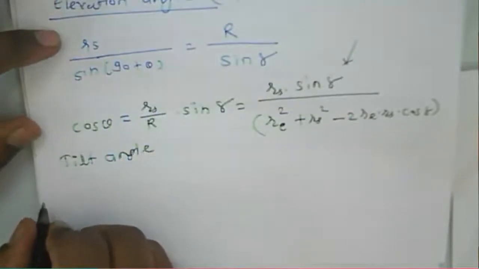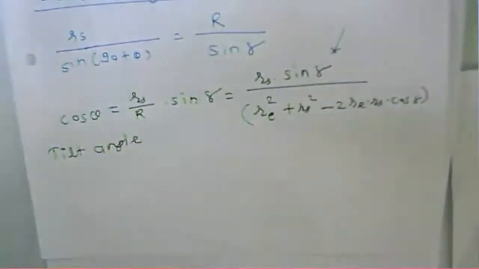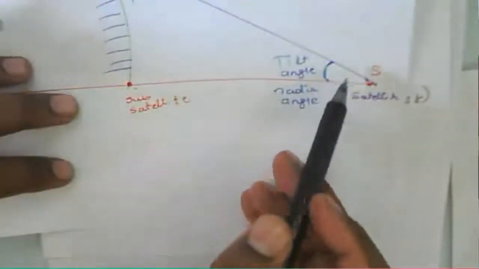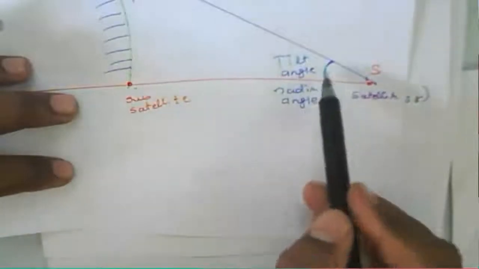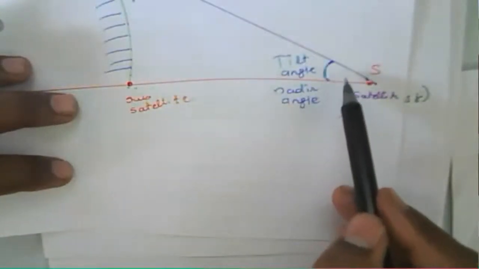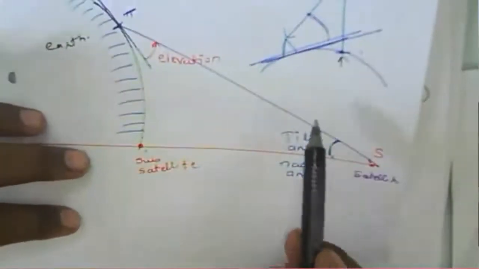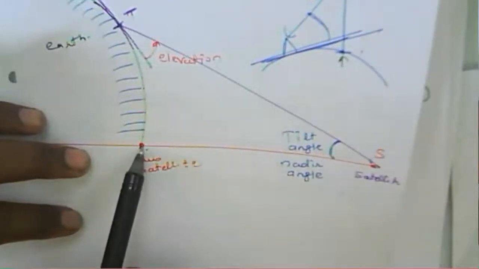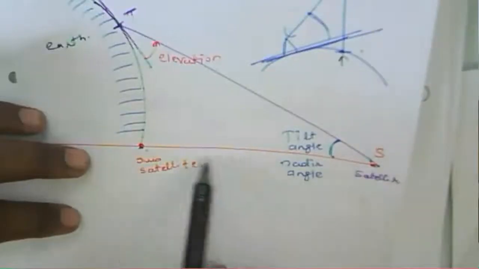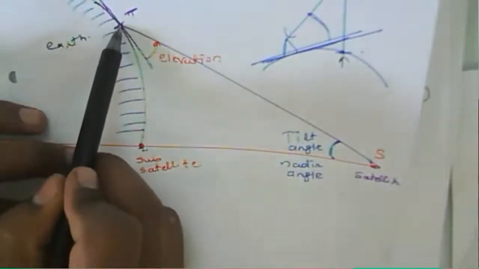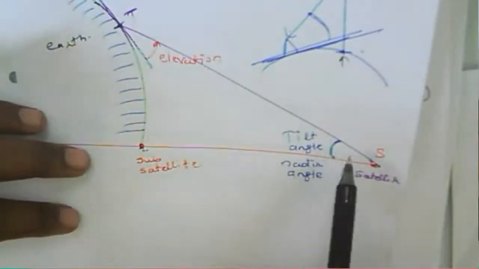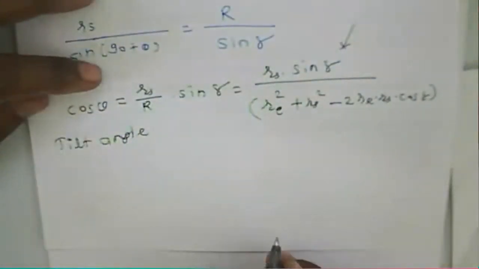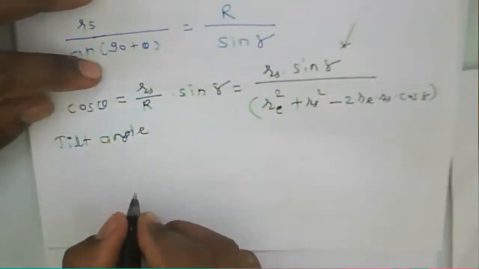That angle is measured at the satellite between the line joining the satellite and the Earth station and the line joining the satellite to the sub-satellite point. That angle is called a tilt angle, or you can say a nadir angle. Here we have a satellite, and this one is the sub-satellite point. So the line joining the satellite to the sub-satellite point, and the line joining the Earth station to the satellite, makes an angle called the tilt angle. That angle can be obtained using the law of sine for this particular spherical triangle.